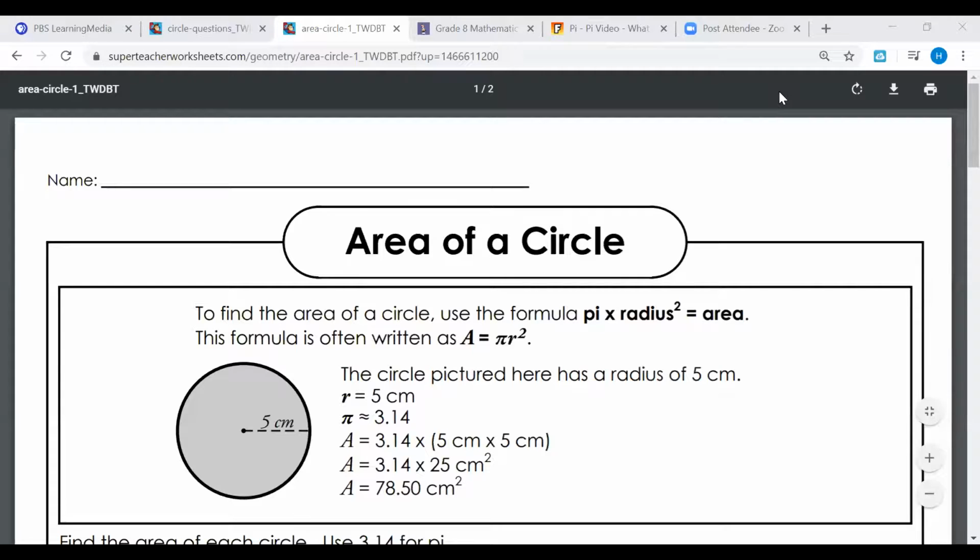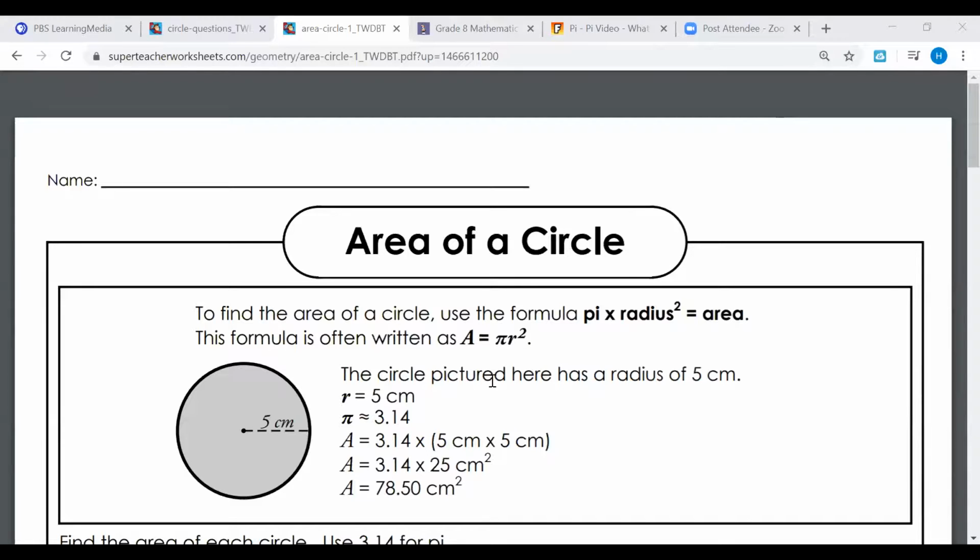The second worksheet I would like you to practice today using area of circle is again in packet 3, titled area of circle. What you're going to do to find the area of a circle is use the formula pi times radius squared equals area. This is how it's viewed right here. The symbol right here under the cursor is 3.14. R stands for the radius, and you're going to square that.